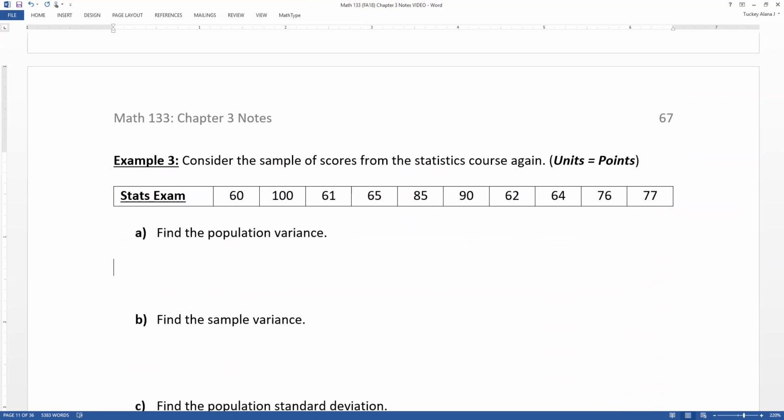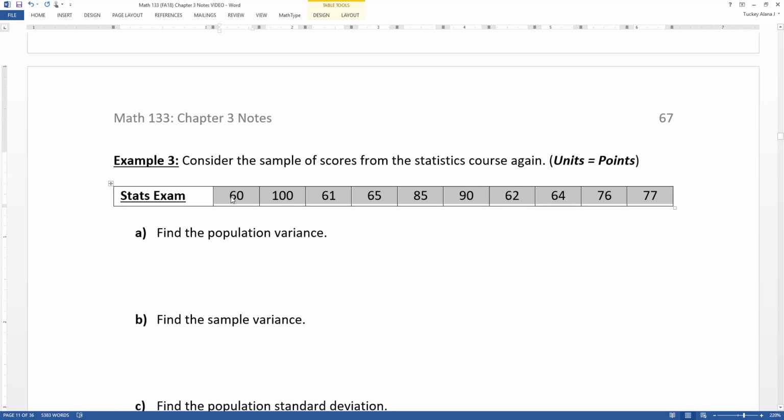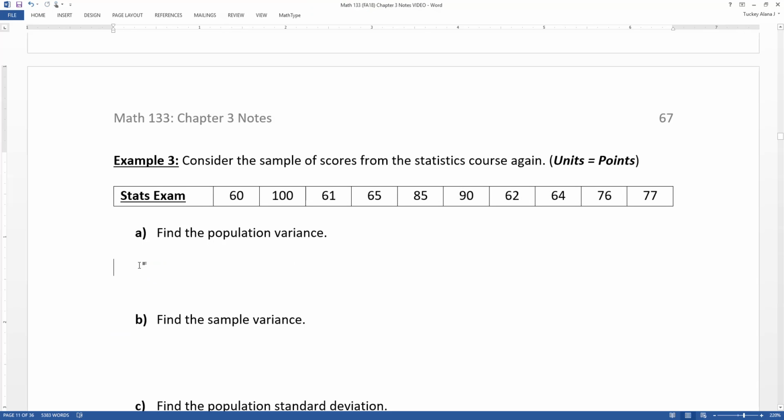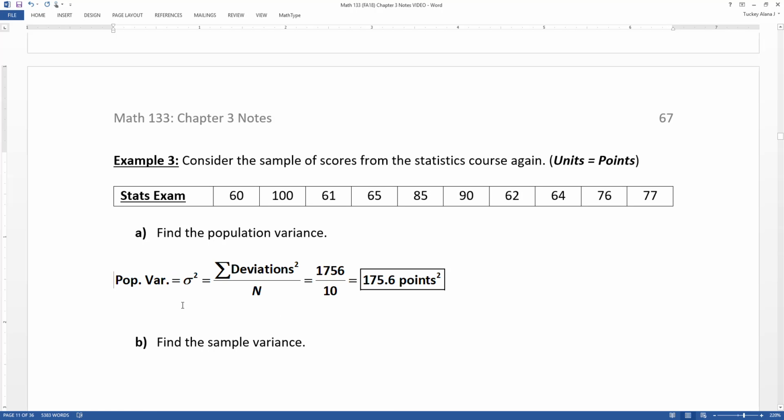According to the formula, it was 1756 divided by n, being the population size. So if you treat this data set like it's a population, which of course it isn't, but pretend that it is for a second, there are 10 data points here. So we take the 1756, we divide it by 10, and we get 175.6. Now keep in mind the unit is going to be points squared. So it would be whatever unit you have for your data set, squared, which in our case was points.